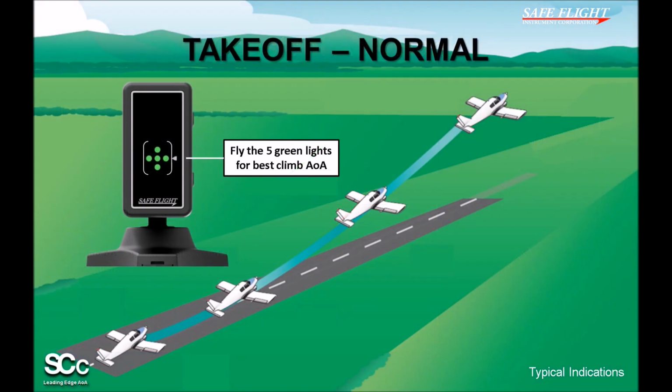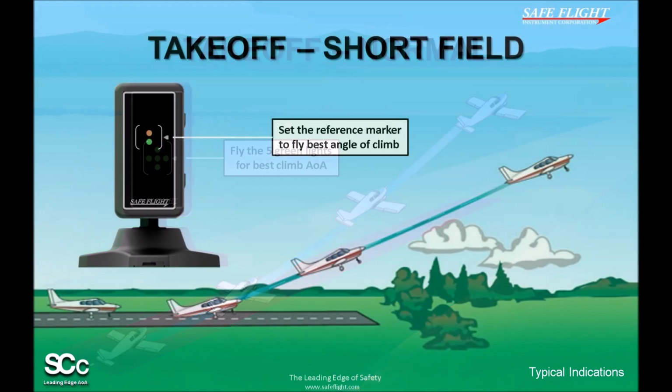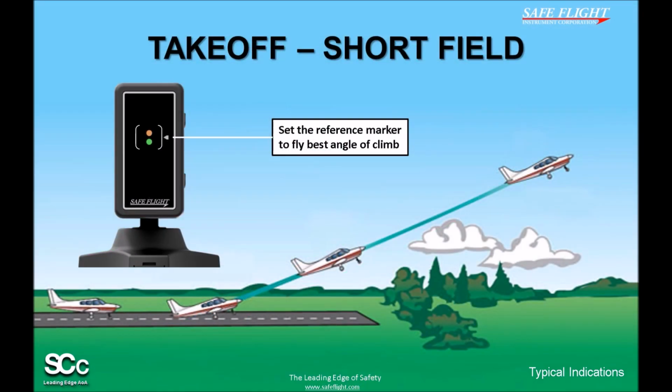Now that we've discussed the theory behind flying angle of attack, the following slides cover the general usage of the SCc and adjustable reference marker. For normal takeoff, the SCc should display the 5 lights in the plus configuration for on speed. Setting the reference marker higher, in accordance with POH reference shortfield speeds, and aiming for that slightly higher angle of attack is optimal for a shortfield takeoff, as it allows for the best angle of climb.